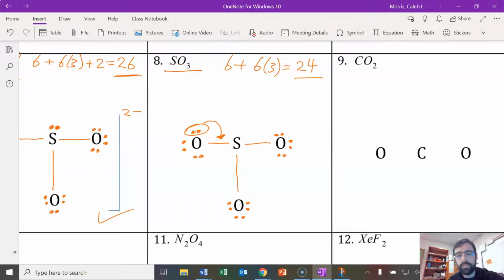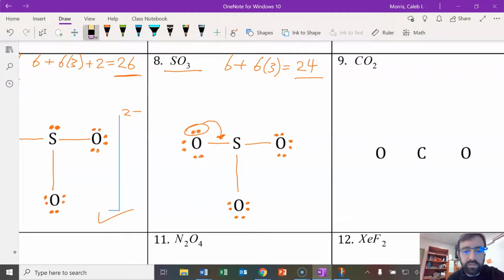By the way, because I don't have a lot of room to write on here, instead of redrawing the whole structure, I'm just going to erase that electron pair and draw a double bond right here. And then you can do your final count, 2, 4, 6, 8, for each atom. Everybody is happy, and we have the right number of electrons. We have a total of 24 electrons.